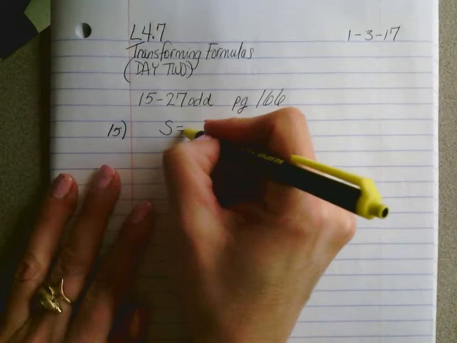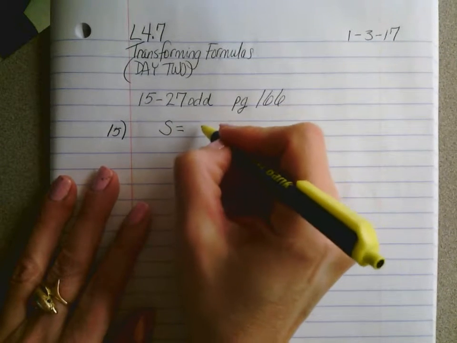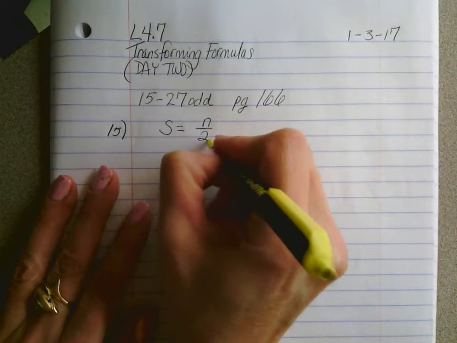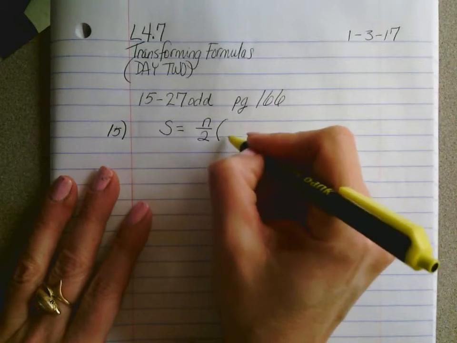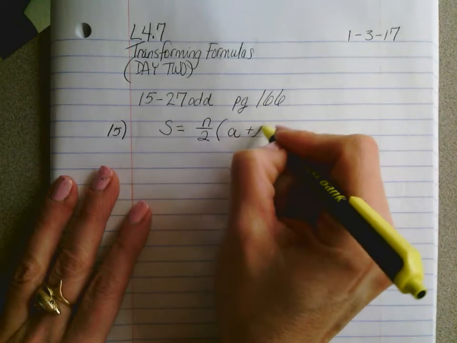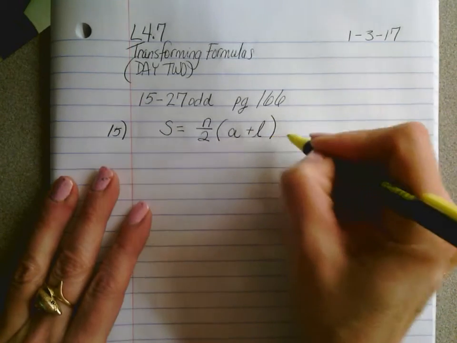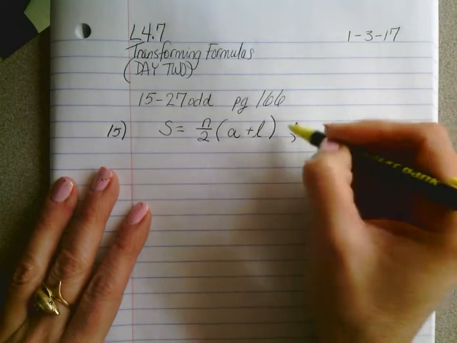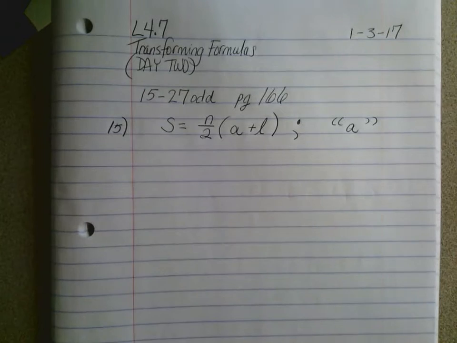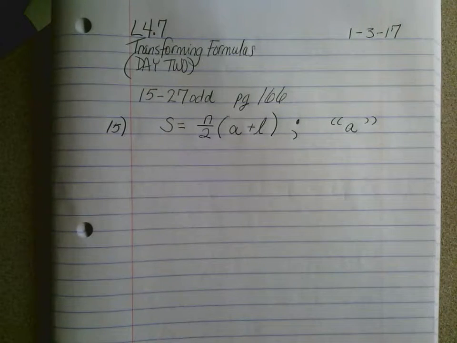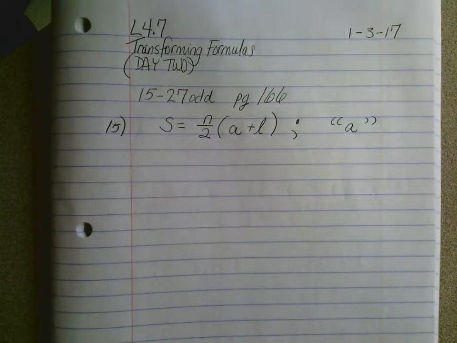S is equal to n divided by 2 multiplied by the sum of A and L. And they want you to solve for the letter A, which means your goal has to be to get that A by itself.